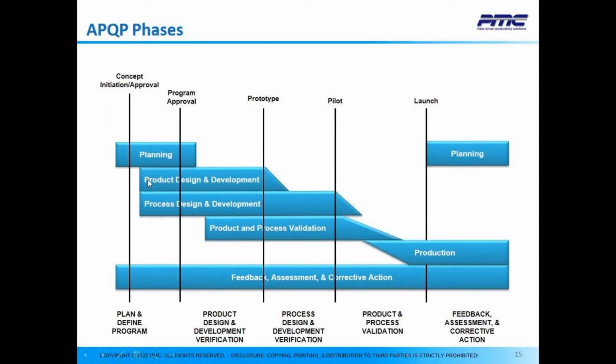And phase 2 is the product design and development. Phase 3 is process design and development. Phase 4 is the product and the process validation, and phase 5 is the production. And throughout these 5 cycles, we also have feedback, assessment, and corrective action. And I will be talking about each phase in a little bit more detail.